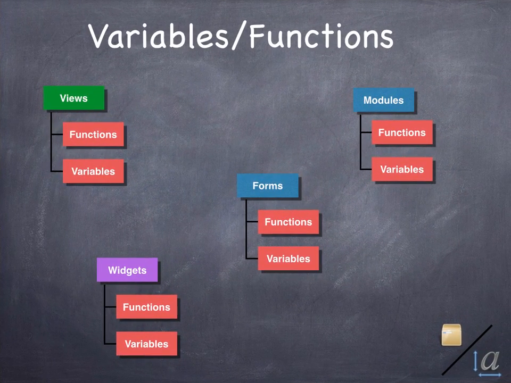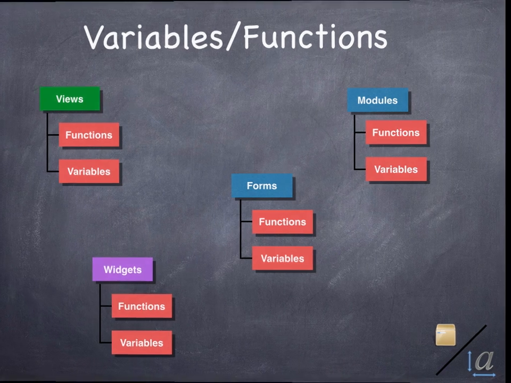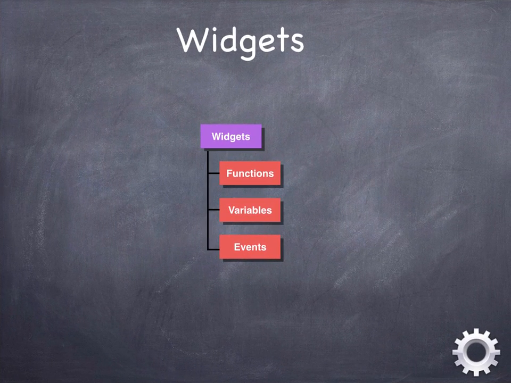Variables and functions. Variables and functions are incorporated in all the components of AppCreator Pro. You'll find functions and variables in modules, forms, widgets, and views. A widget has the functions, variables, and it also has events. And they're self-contained in the widget, as you can see.